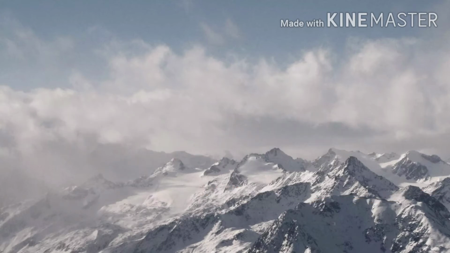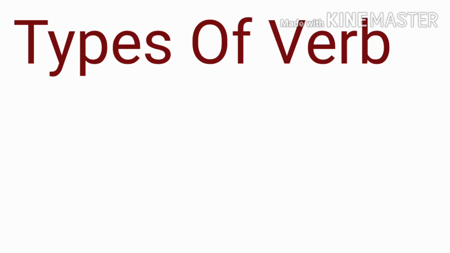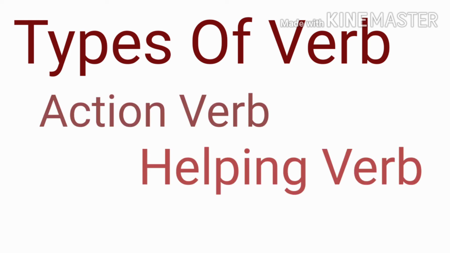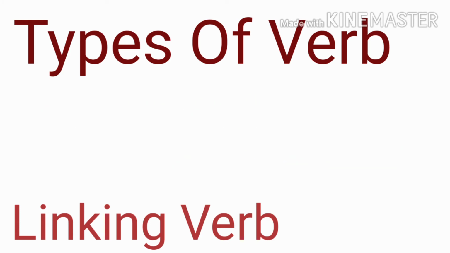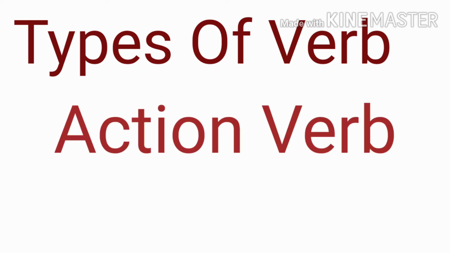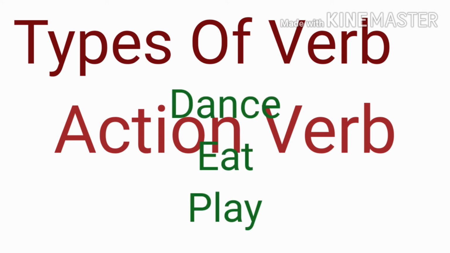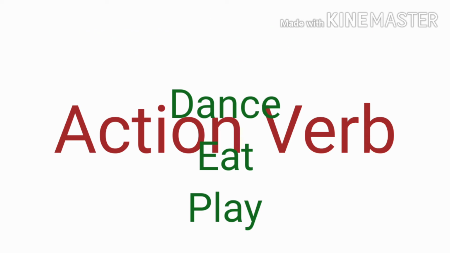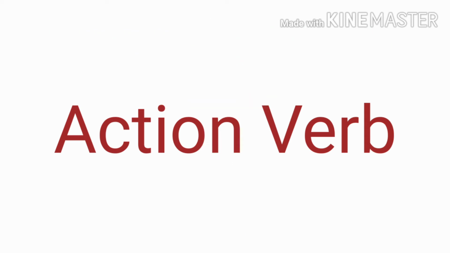Now let us discuss the types of verb. How many types of verb are there? That is action verb, helping verb and linking verb. Without any delay, let me give you the meaning of each verb. What does an action verb do? An action verb tells what you're doing: either you're speaking, writing, dancing or thinking. That's the action verb.